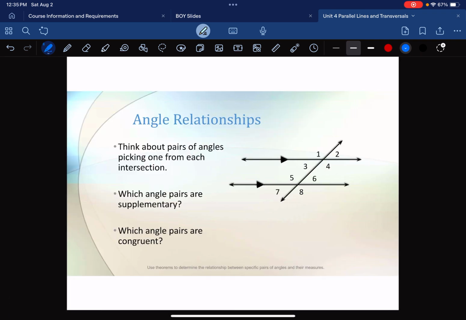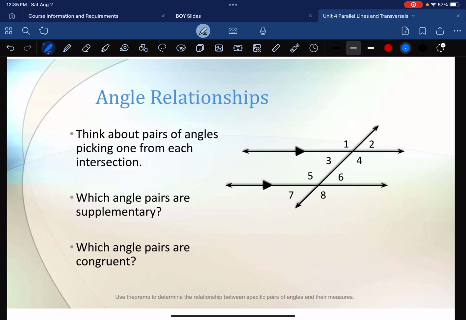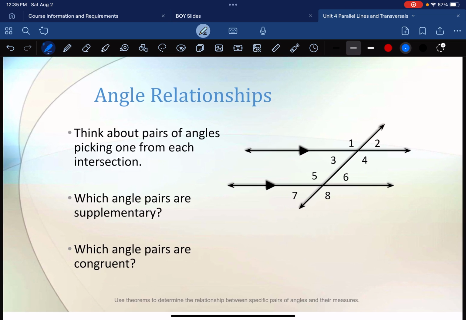All right, angle relationships. So think about pairs of angles, picking one from each intersection. Which angle pairs are supplementary? So like angle 1 and angle, what? 1 from each intersection. Would it be 1 and 8 or 1 and 7? Well, 1's the obtuse angle, so it would match 8. 1 and 8 are congruent, so 1 and 7 have to make 180. And then angle 2 and angle 8 would be 180.